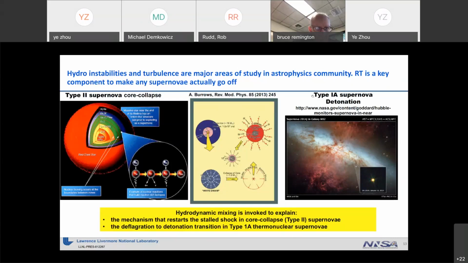If we look at the other type of supernova, the type Ia, that's a very different kind of supernova, involving a lot of thermonuclear burning with flames. And again, the hydrodynamic mixing is very important for the detonation process in order for this kind of system to go off.